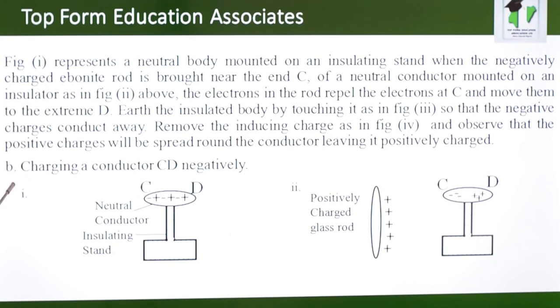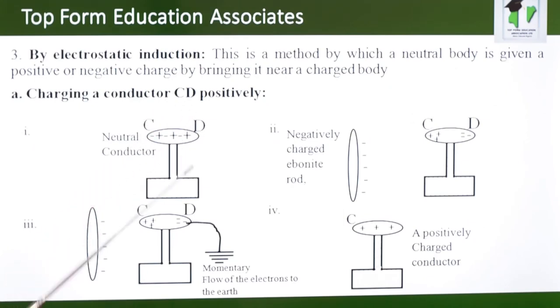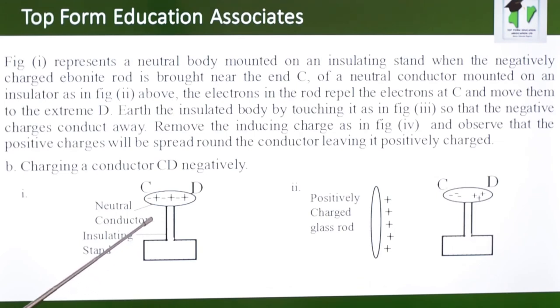So we have now charged a conductor CD positively. How can we charge the same conductor so that it will have only negative charges, like you have here only positive? Now we have this neutral conductor mounted on an insulating stand. It has equal charges: the negative charges are 3, the positive charges are 3. So we can call it a neutral conductor.